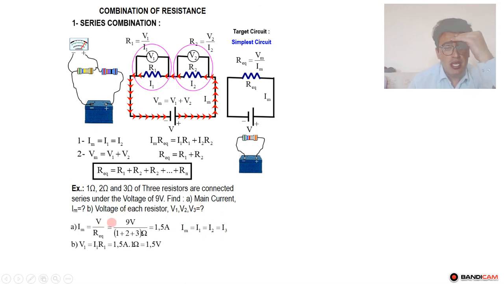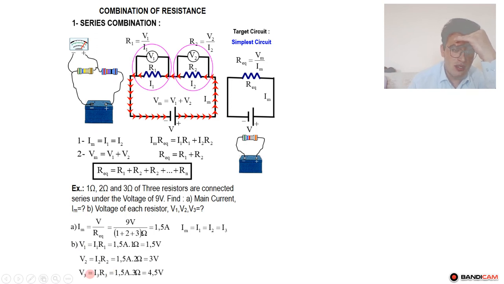Now, how do we find the voltage for each resistor? We have to find V1 for resistor 1, V2 for resistor 2, and V3 for resistor 3. Dear student, V1 is equal to what? I1 multiplied by R1. R1 is equal to 1, and I1 is equal to Im, which is 1.5. That's why 1.5 multiplied by 1 is equal to 1.5 volts.